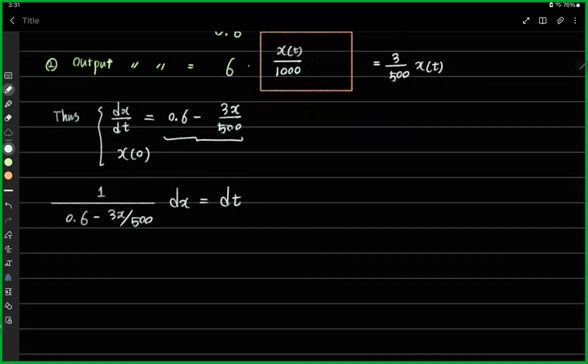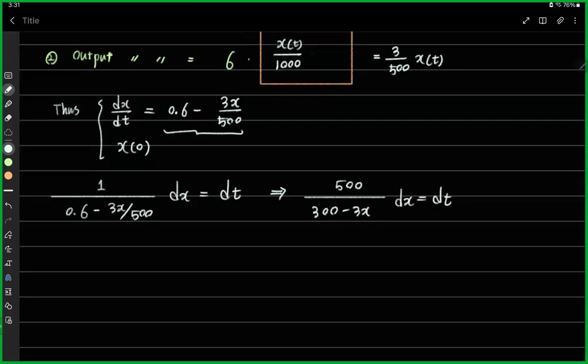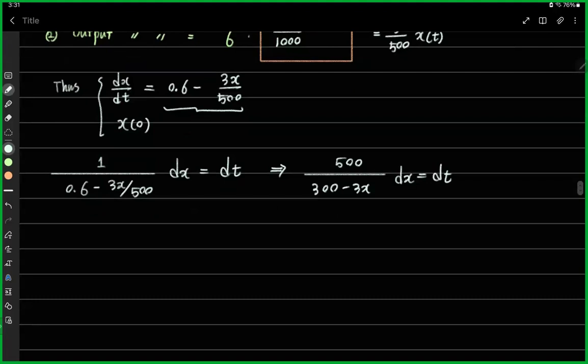Now simplify the fraction. This is a fraction of a fraction, right? So simplifying, we're going to get 500 over 300 minus 3x, dx is equal to dt. In this case, 500 over 3 is a common factor, so I'm going to factor it out. So 500 over 3 times 1 over 100 minus x, dx is equal to dt.